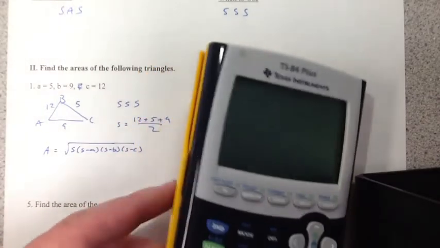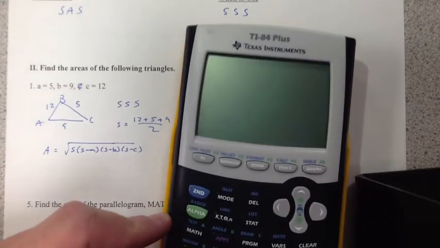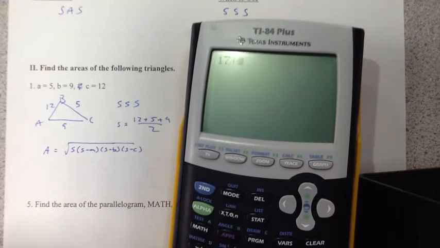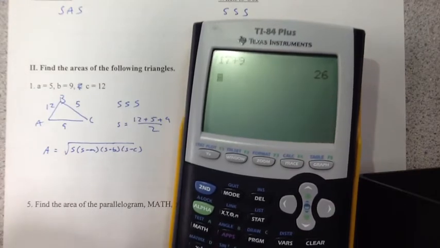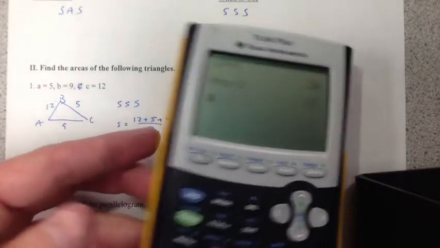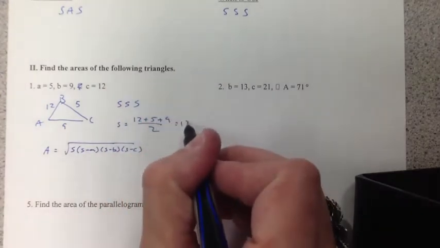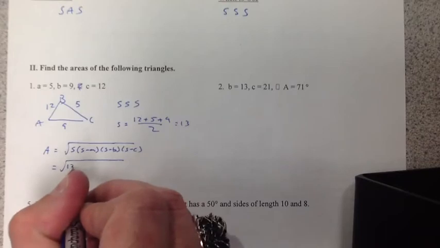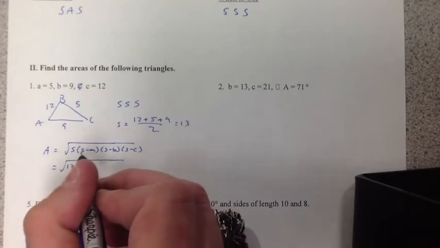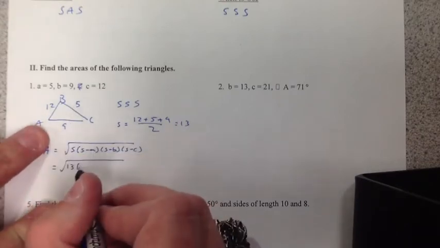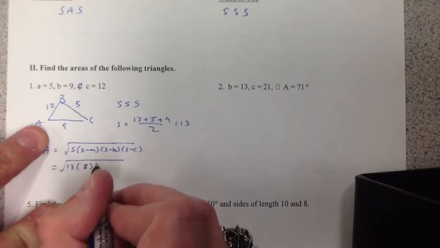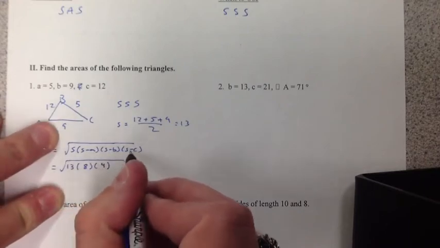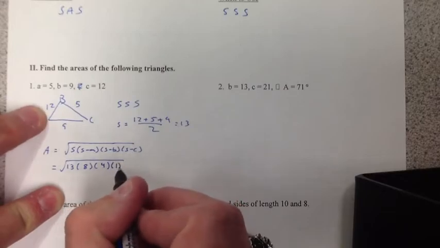And we use our handy-dandy calculator for all of that. So that's 17 basically plus 9. Divide that by 2, easy breezy, we get 13. So to get the area, we take the square root of 13 times (s minus a), which is 13 minus 5, is 8. s minus b, 13 minus 9 is 4. And s minus c, or 13 minus 12, is 1.